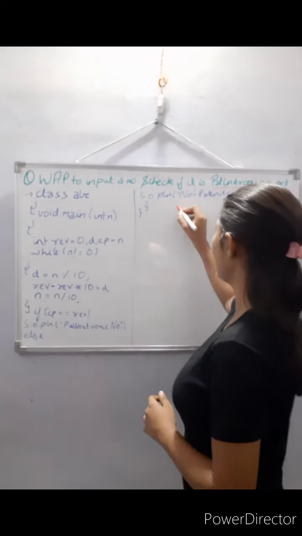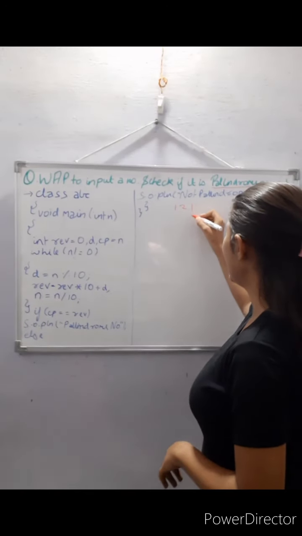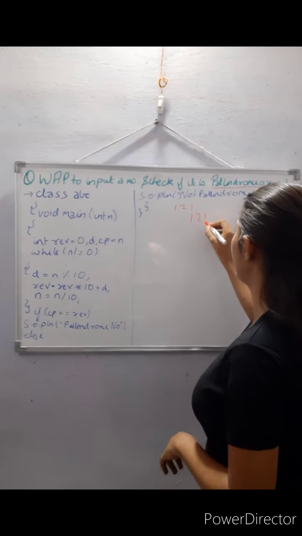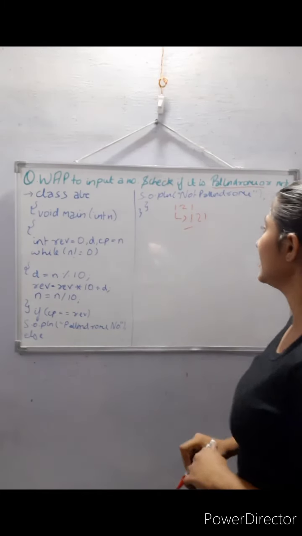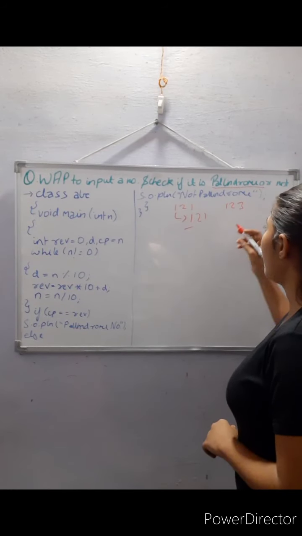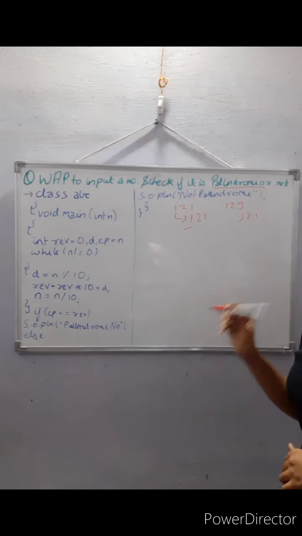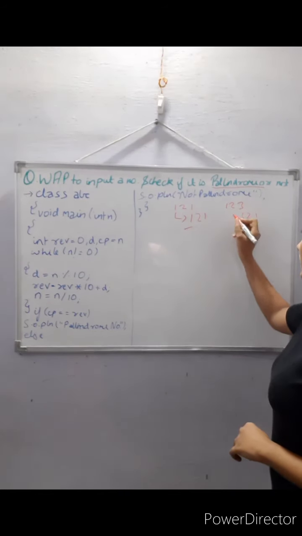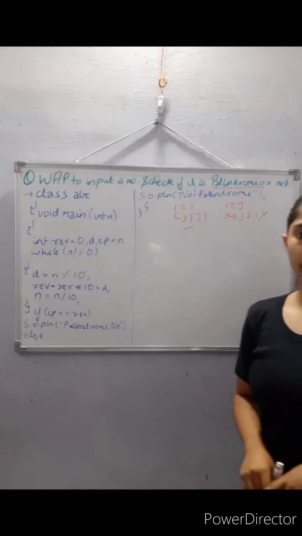For example, taking number 121. If we are going to reverse this number, we'll get 1, 2 and 1, which is the same. So we can say that this number is a palindrome number. Taking another example, 123, after reversing, we'll see 3, 2, 1, that this number and the number entered are not same. So this number is not a palindrome number.